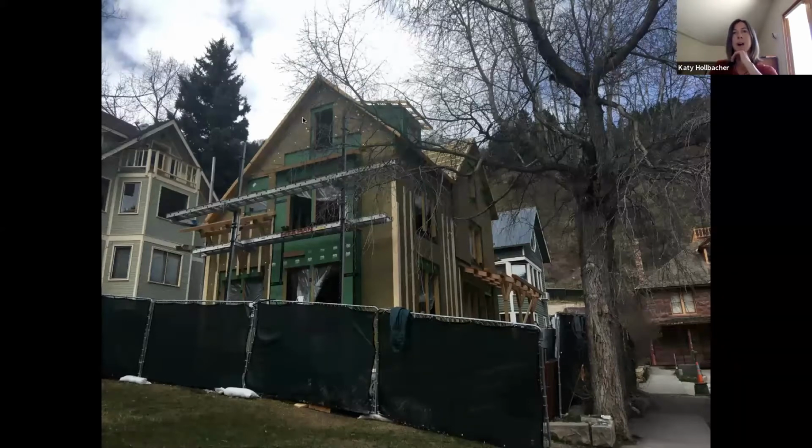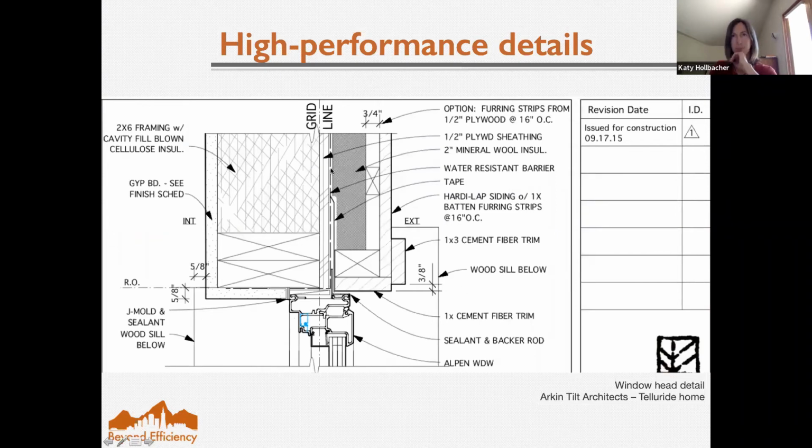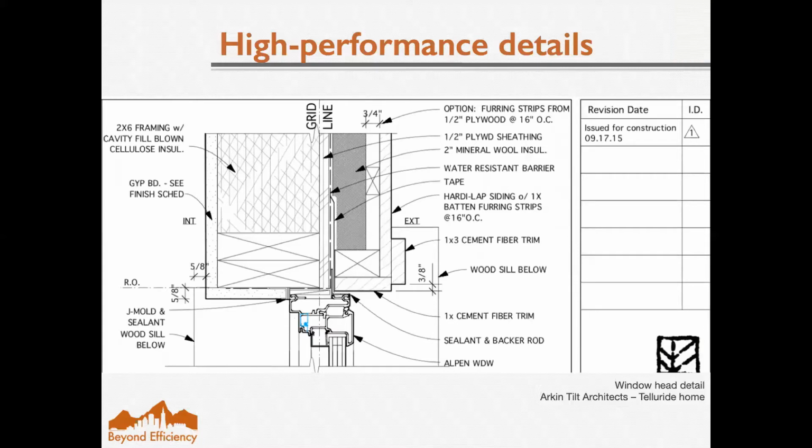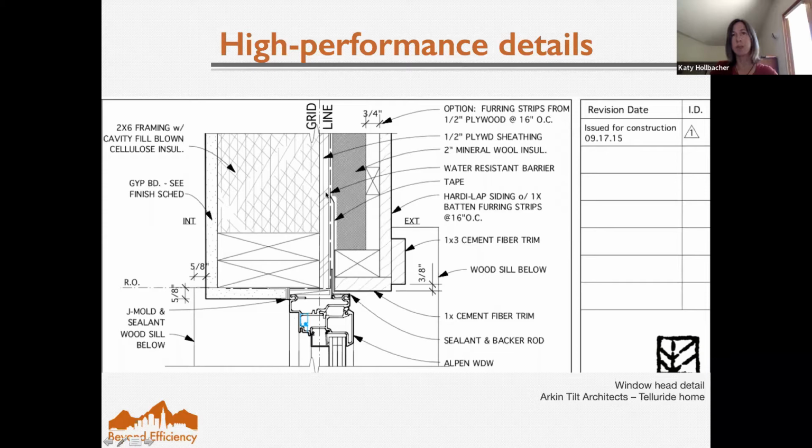And here is a blow up of this detail at the window head. So in this case, 2x6 framing with dense pack cellulose insulation, the sheathing with the drainage plane, and then 2 inches of mineral wool outboard. A lot of people have questions about where to put the drainage plane, feeling like that always has to go outboard of the insulation. A good way to think about this is the insulation doesn't care if it gets wet. The highest and best purpose of the WRB is to protect the weakest point in this wood framed assembly, which is the sheathing.